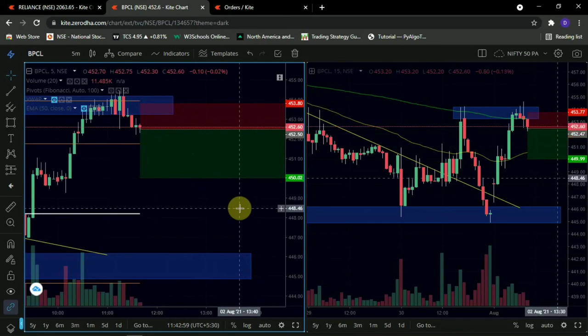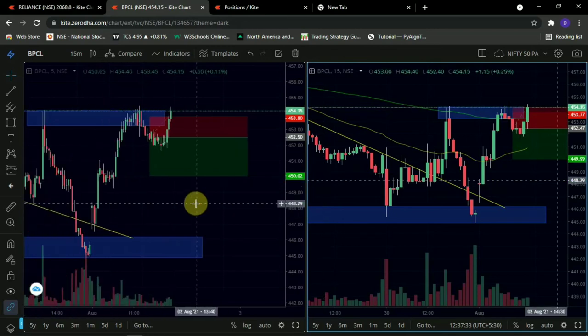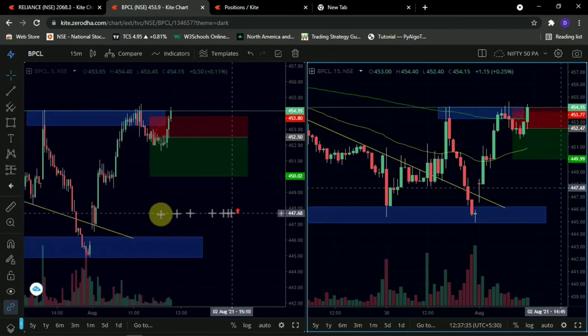And so traders, as you can see here, our stop loss is hit here.